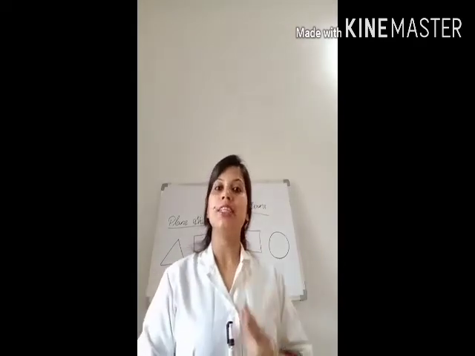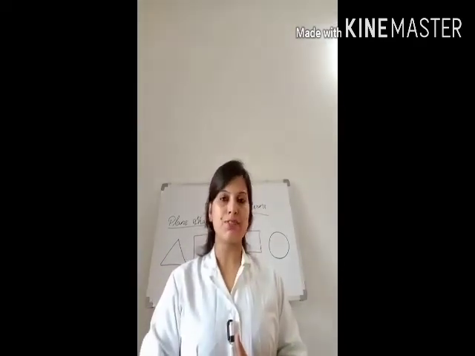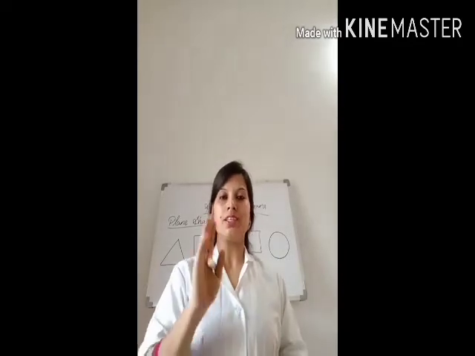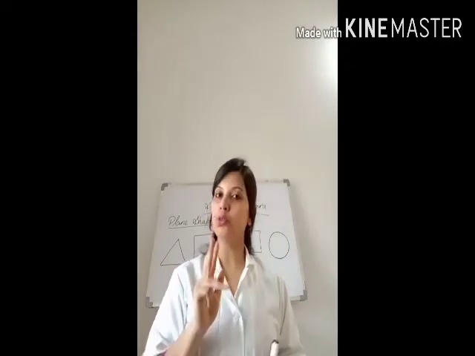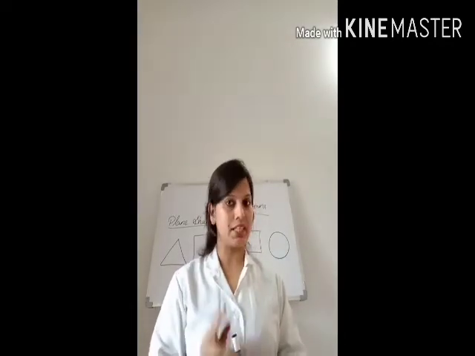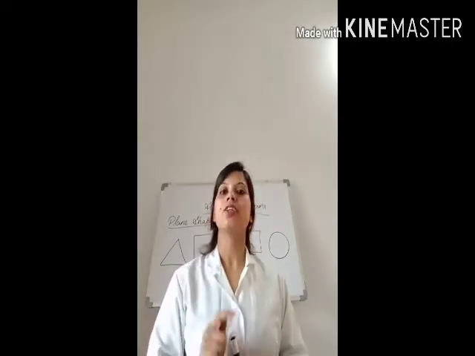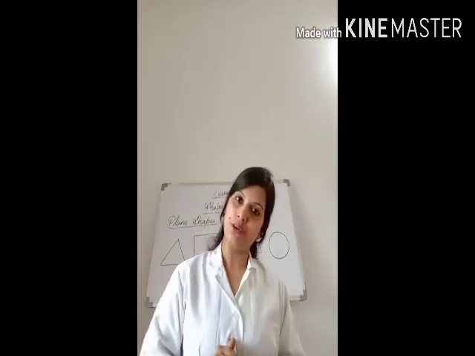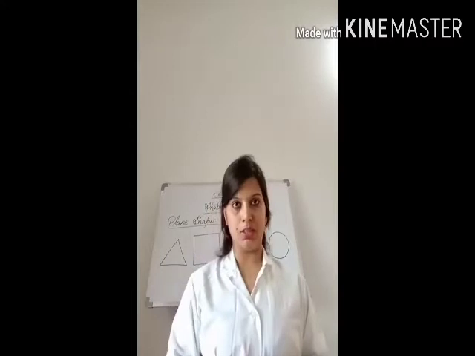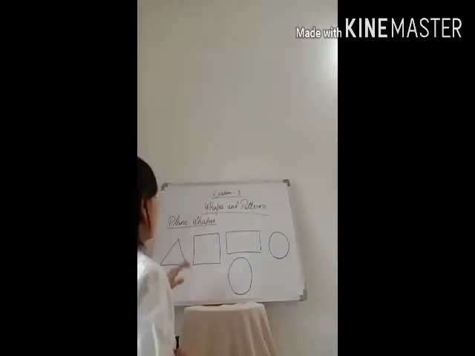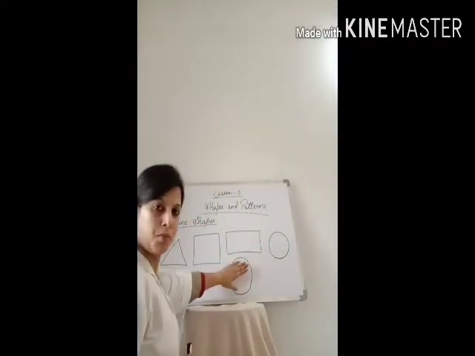Shape is divided into two parts. That's why we see different types of shapes. Okay? Listen carefully. Shape is divided into two parts. One is plane shape and the other is solid shape. Okay? What are the properties? First I want to tell you the example of plane shape.